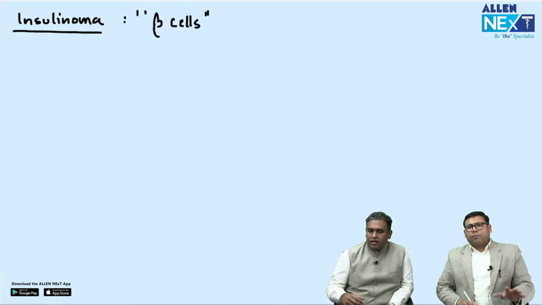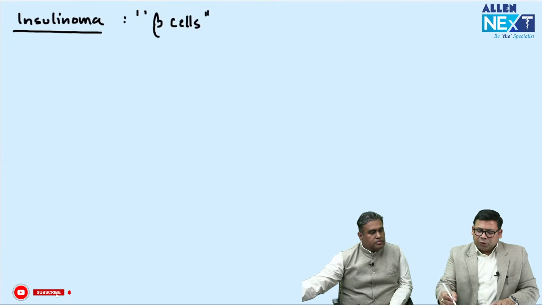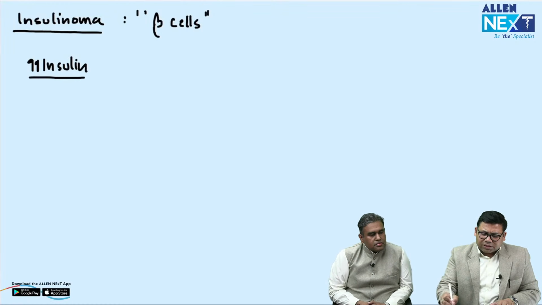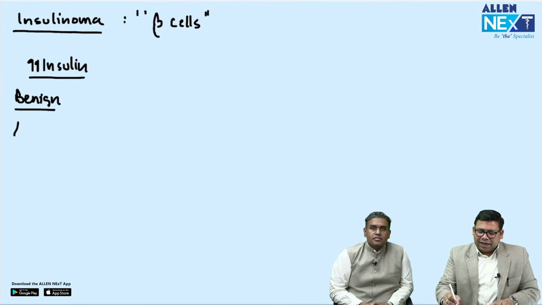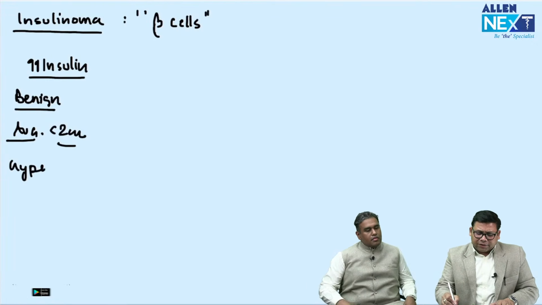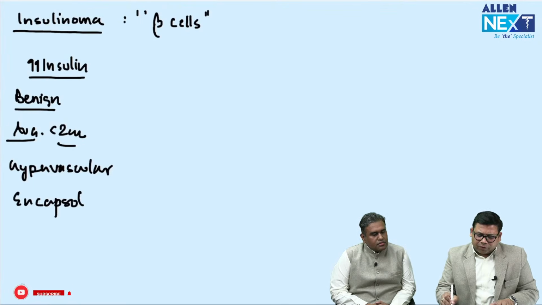Now 2-3 important points that you need to remember on insulinoma: since it's a beta cell tumor, there will be an increase in insulin and a lot of problems arise because of this. It's a benign tumor. What else? The average size is less than 2 cm. It's a hypervascular tumor. These points are very important because we will see them when we are following the management. And then it is encapsulated. So these are the 5 important features.